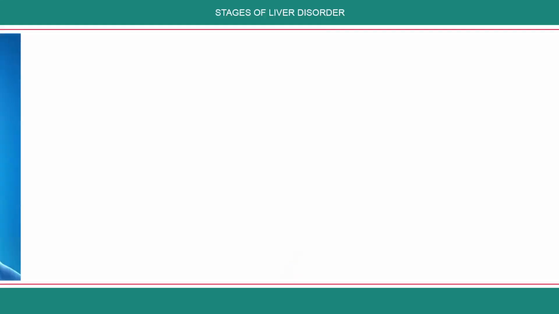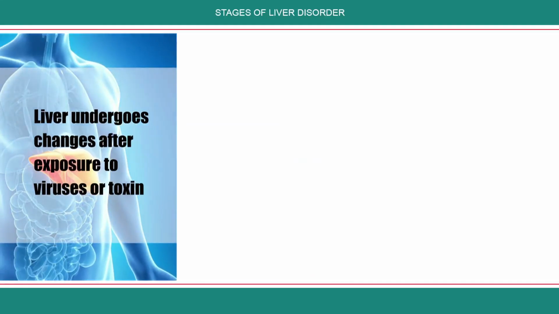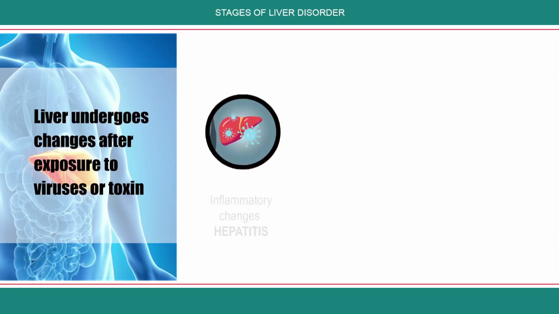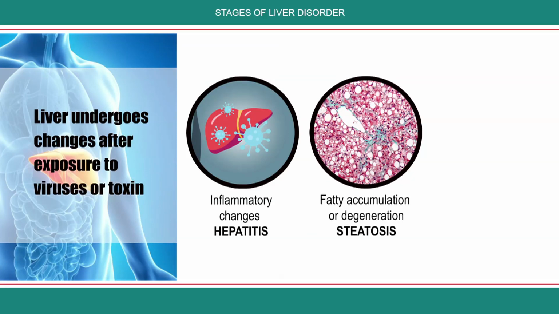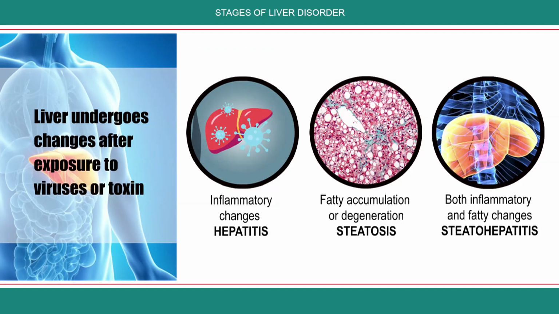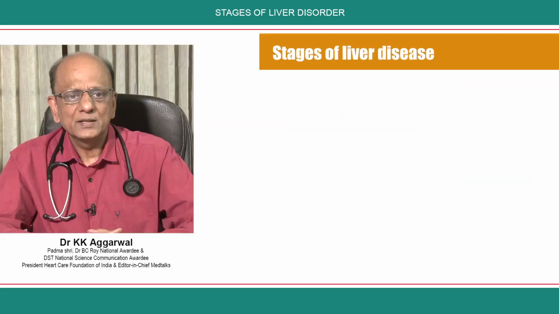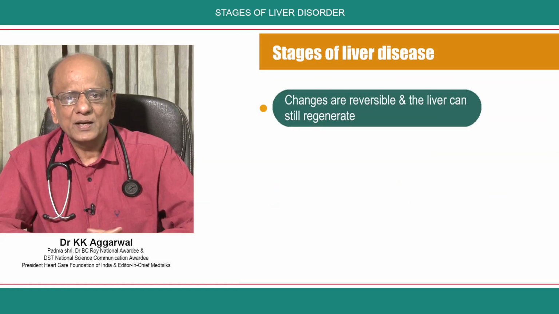Let's talk about stages of liver disorders. Following exposure to viruses or toxins, the liver can undergo changes. The changes may be inflammatory changes leading to hepatitis, fatty accumulation leading to steatosis, or both inflammatory and fatty liver disease, called steatohepatitis. These changes are reversible and the liver can still regenerate.